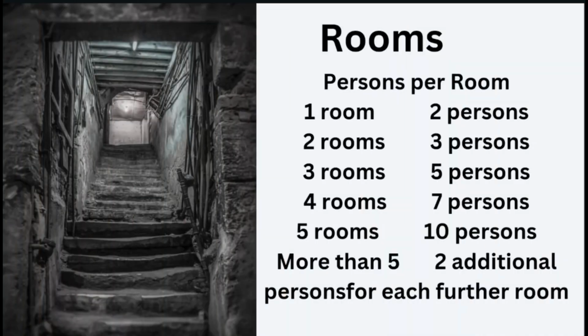When we move on to the rooms, it's very important to know the capacity of a room per person. One room can accommodate a maximum of 2 persons. For 2 rooms it is 3, and for 3 rooms it is 5 persons. For 4 rooms it is 7 persons. For 5 rooms it is 10 persons. And for more than 5, 2 additional persons for each further room can be added.